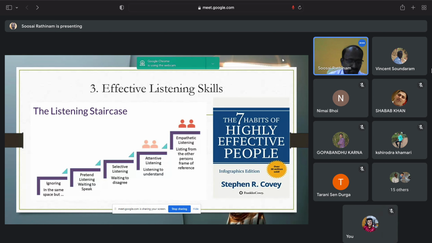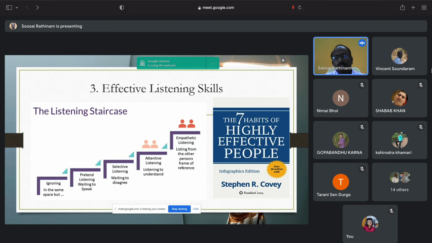And in the book, I could see that there is a listening staircase. He talks about the 5 types of listening. The first 4, as you could see on the screen, are: the first one he calls ignoring, second pretend listening, third selective listening, fourth attentive listening. I don't have to explain what all these 4 types mean. And he says these 4 are from one's own frame of reference. It all depends on the listener's point of view.